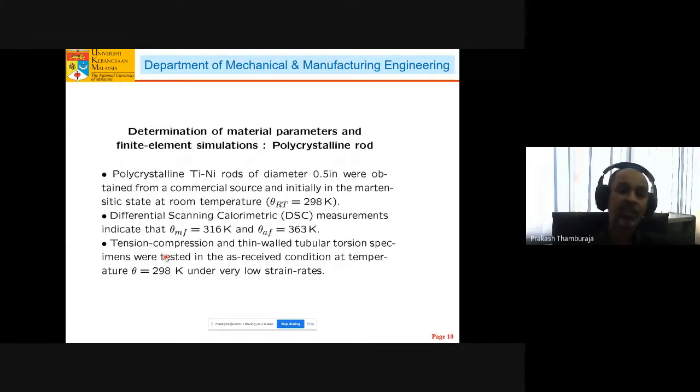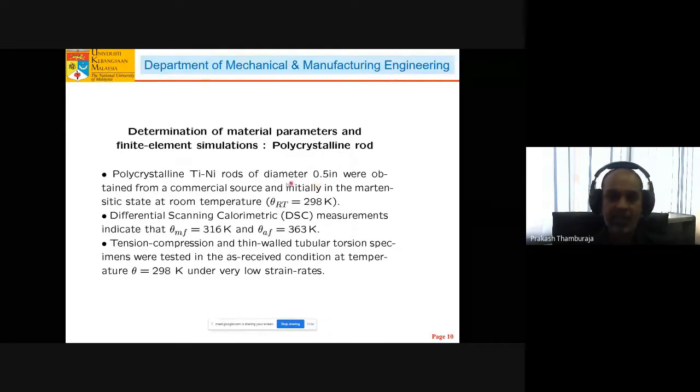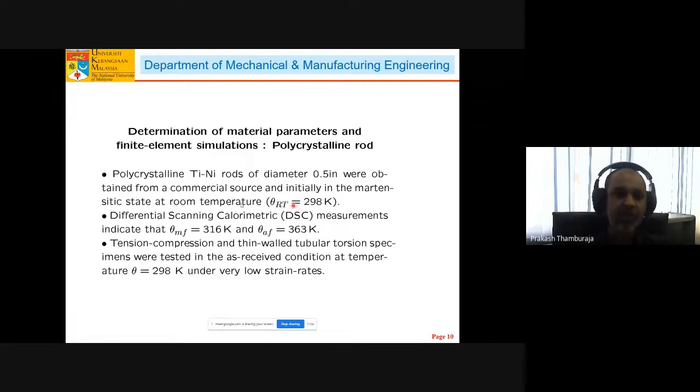For the first part of my presentation, I will briefly describe the experimental results and the computational results for a nickel titanium rod, a polycrystalline rod. We purchased a rod of half an inch diameter, and we made sure that it's martensitic at room temperature. We've also done some DSC measurements to find out what the critical temperatures are.